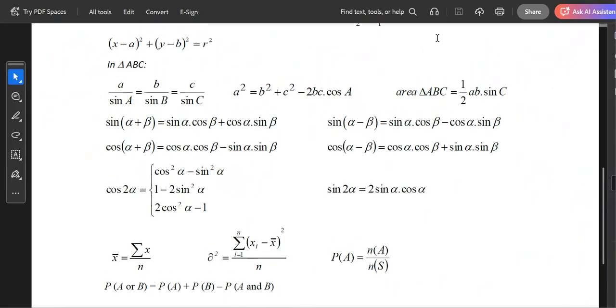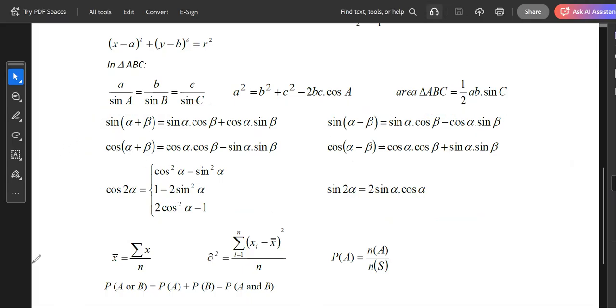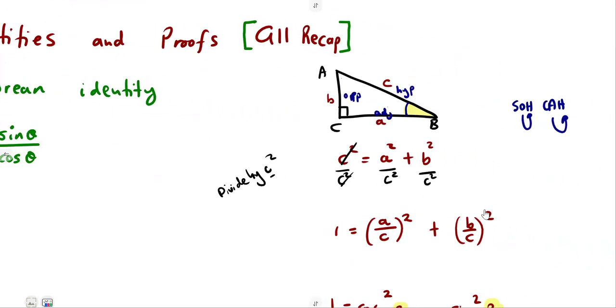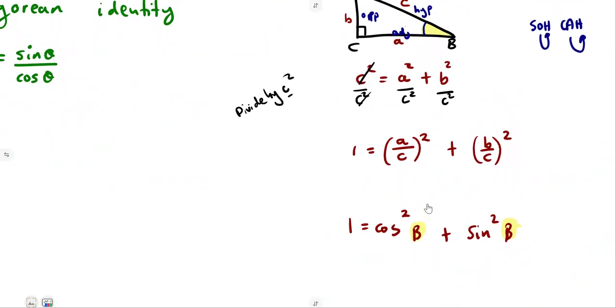For the identities that we are given, this is the only section of our identities in our formula sheet where we do not have that part of the Pythagorean identity. So you must know this one in case you are to use it. But we have been working with this from grade 11, so you can as well use the basics that you had before.